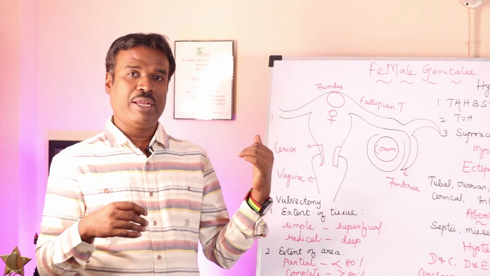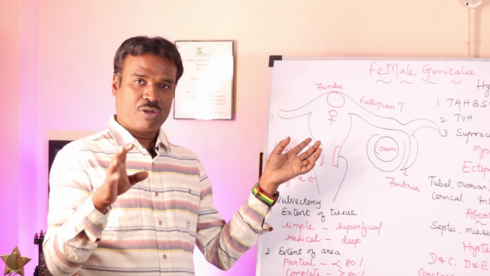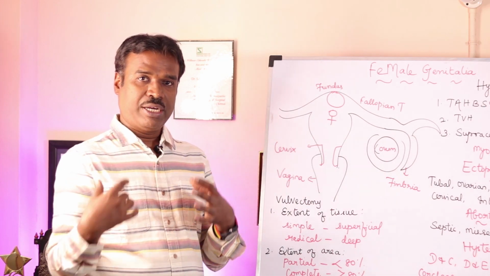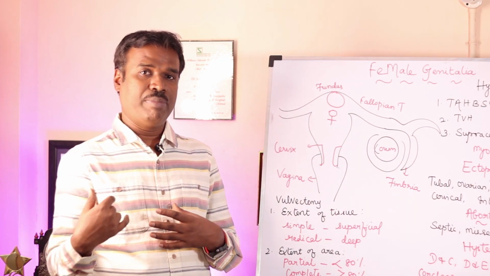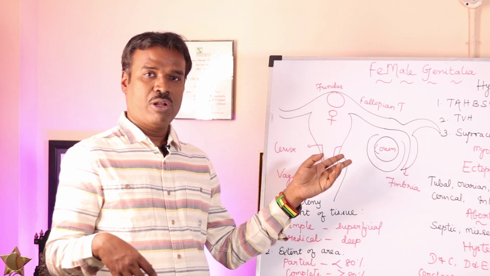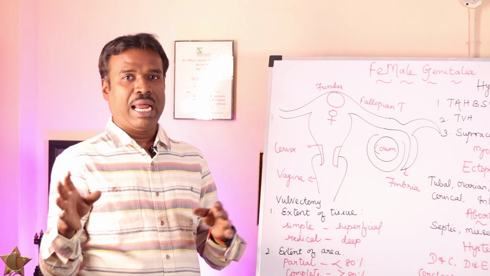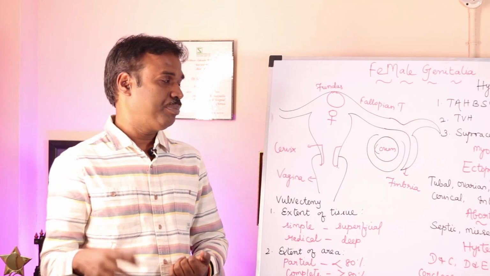The uterus is again divided into various layers. The innermost layer is called the endometrium, and it is the shedding of the endometrium which results in the menses. And then we have the muscular layer called the myometrium, and then the perimetrium.